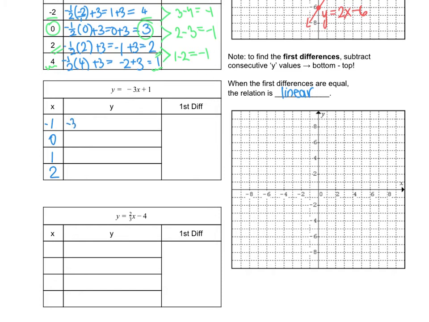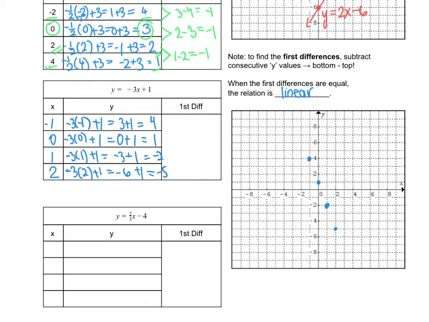All right, so we have -3 times -1, which is +3 plus 1 to get 4. Then -3 times 0 plus 1 is 0 plus 1, which is 1. Then -3 times 1 plus 1, -3 plus 1, which is -2. And finally, -3 times 2 is -6. And when we add the 1, we get -5. Let's plot the points. -1, 4, 0, 1, 1, -2, and 2, -5.